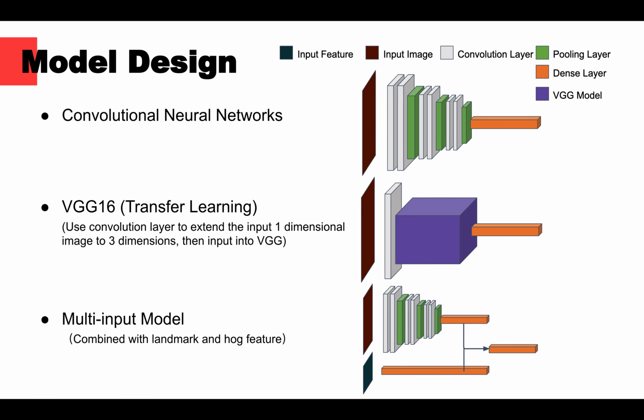For the model design, we came up with 3 ideas. The first is a convolutional neural network with 3 hidden pooling layers. The second is a transfer learning model based on VGG16. We added another convolutional layer at the bottom to extend the grayscale images into 3 channels. In addition, we designed a multi-input model to include the features into training.